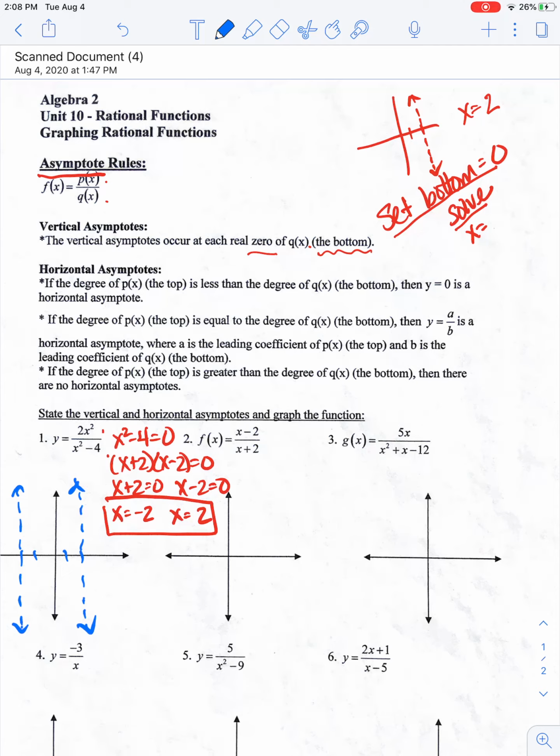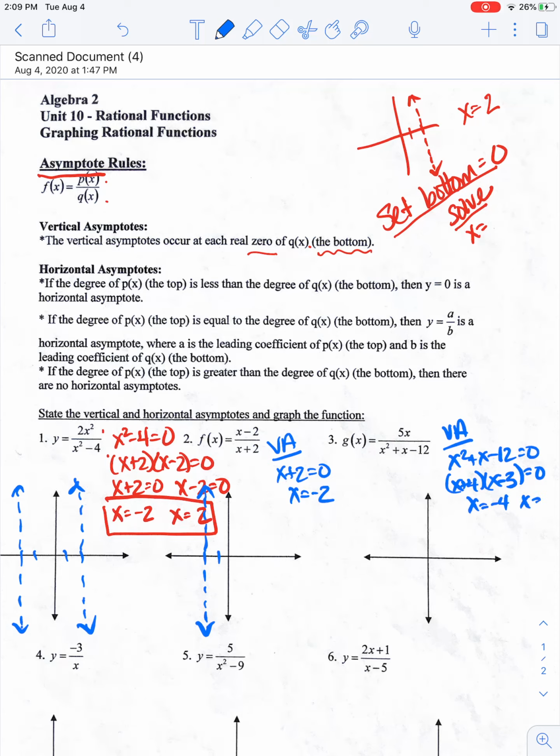Okay. If I look at number 2 and I do the vertical asymptotes, I'm going to take the bottom and set it equal to 0 and solve it. So it's going to have a vertical asymptote at 2. And then for this one, I'm going to take the bottom and set it equal to 0. And it's a trinomial. Plus minus, so that would be x equals -4 and x equals +3.